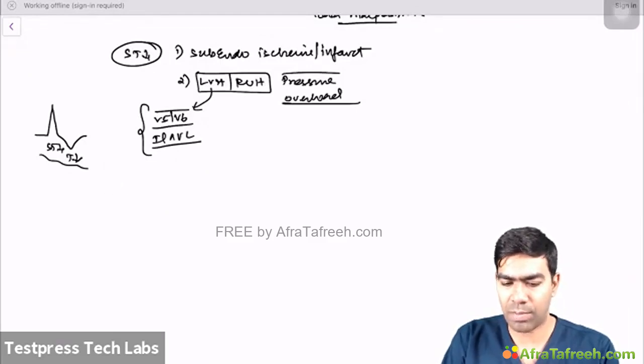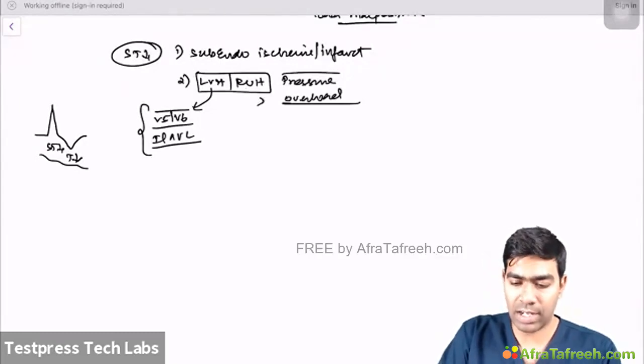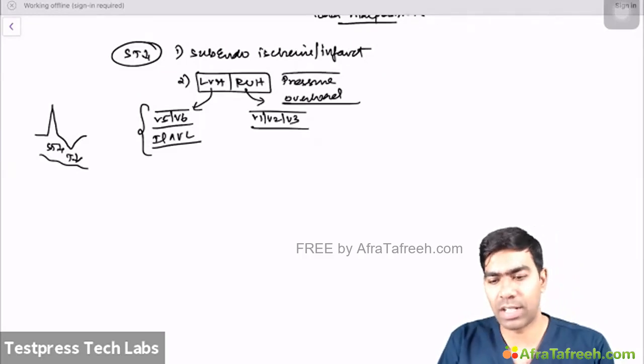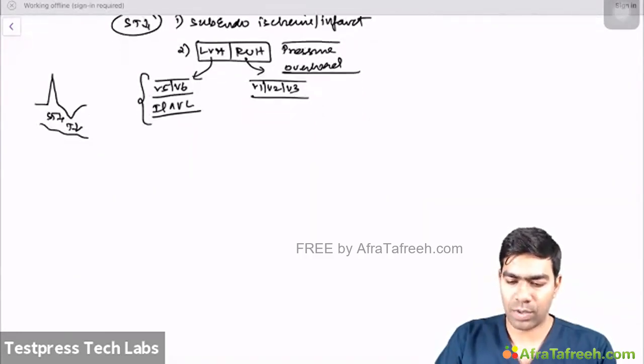Right ventricular hypertrophy can produce a similar kind of ST depression in the early leads. For example, V1, V2, V3 may show ST depression and T wave inversion in the setting of right ventricular hypertrophy and associated strain. That's where you're going to see it.